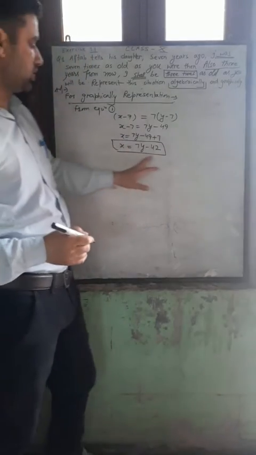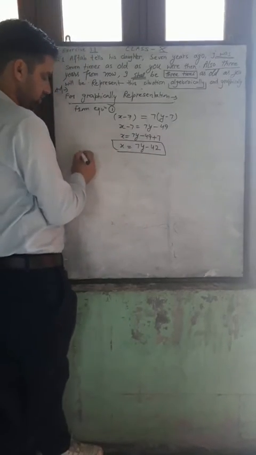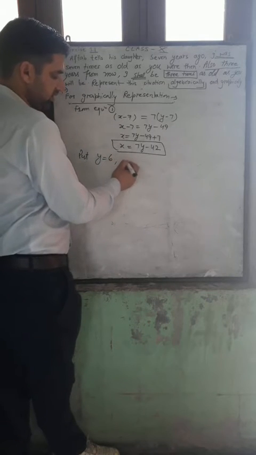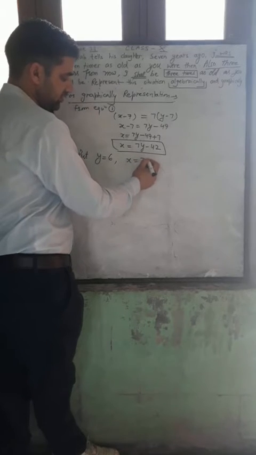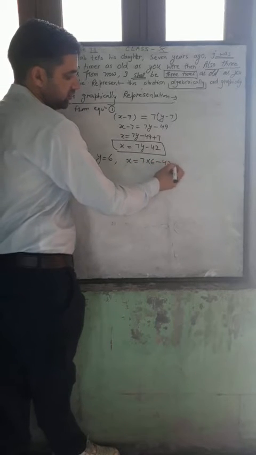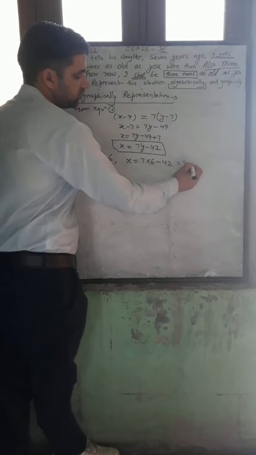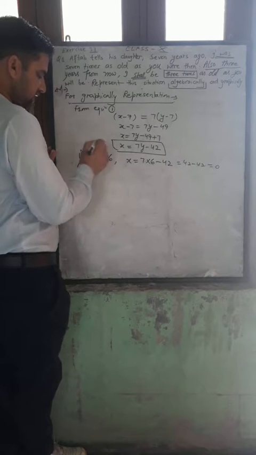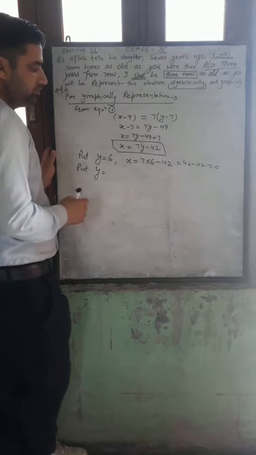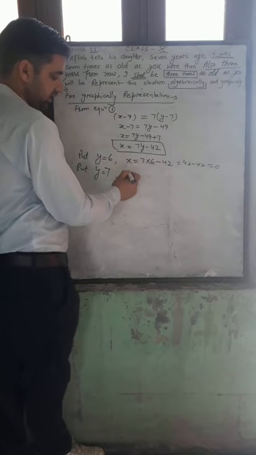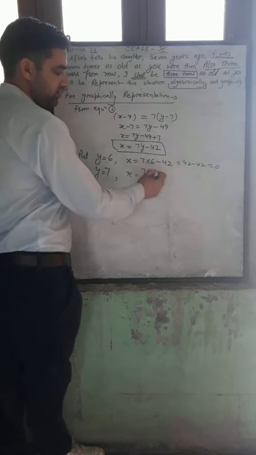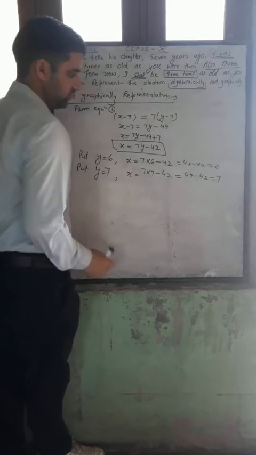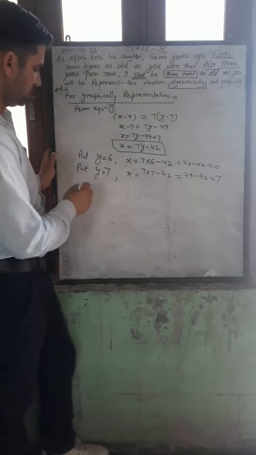So here we put the value of y. Put y is equal to 6. Then what do we get? x is 7 multiply 6 minus 42. Then what do we get? 42 minus 42 is equal to 0. Similarly again we put another value, y is equal to 7. Then x is equal to what do we get? 7 into 7 minus 42, what do we get? 49 minus 42, we get 7.